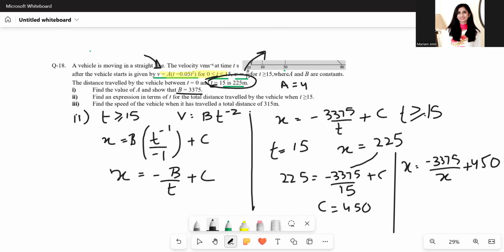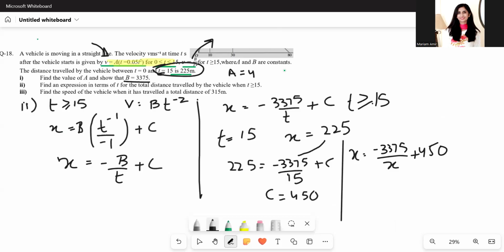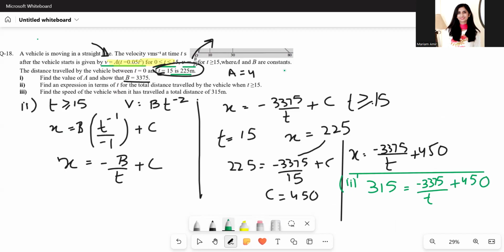Okay, this is part 2. Part 3 says find the speed of the vehicle when it has traveled a total distance of 315. So let's substitute 315 here and get the value of time first. This is x, I'm sorry, this is x equals minus 3375 upon t plus 450. Find the value of time first. This will come out to be 25 seconds.